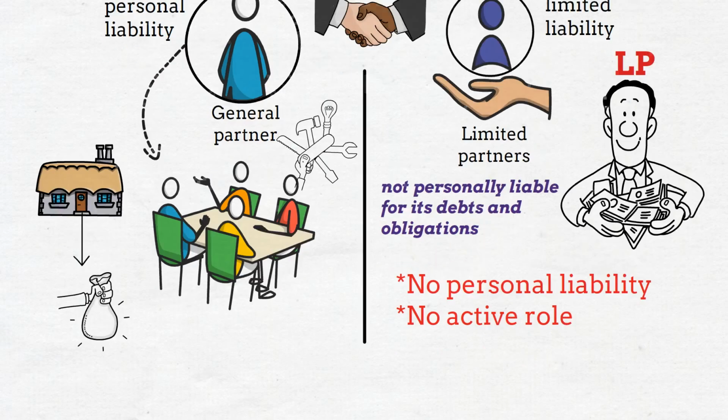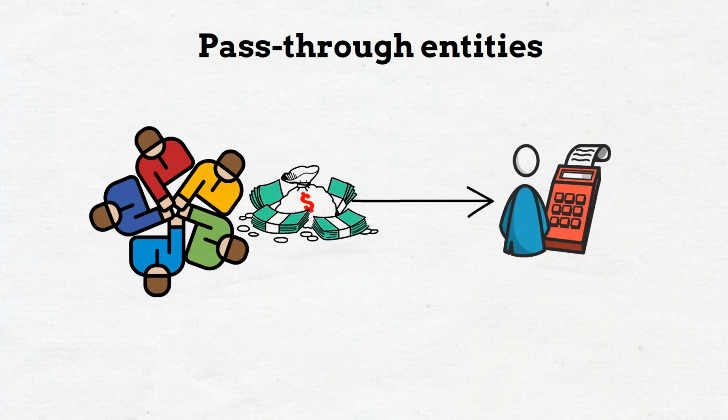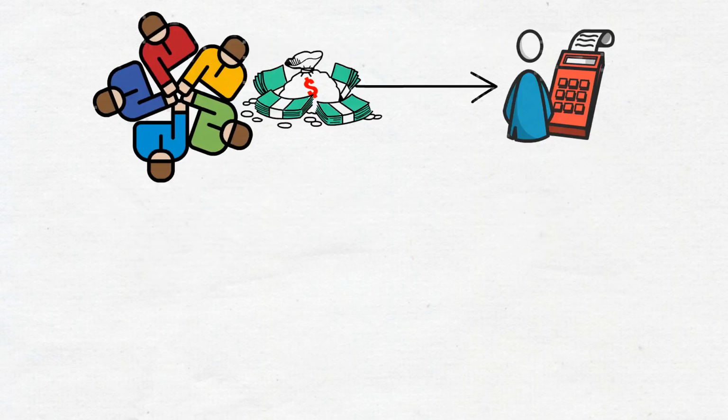In terms of taxation, LPs are typically taxed as pass-through entities. This means that the partnership's profits and losses are passed through to the individual partners, who report their share of the profits and losses on their tax returns.